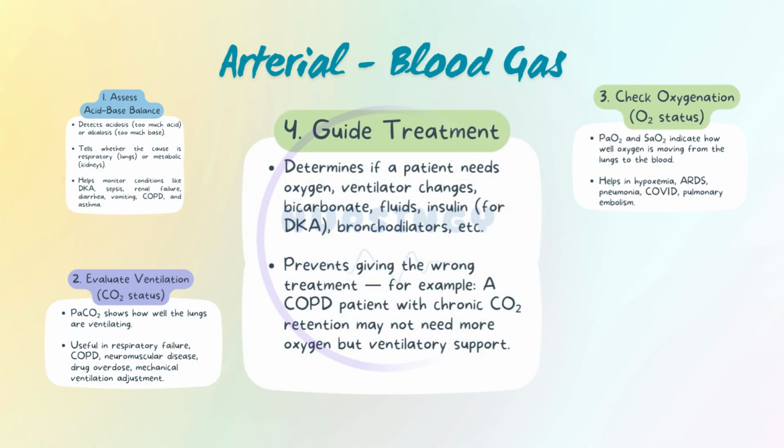And number 4, it helps us to guide the treatment. It helps us to determine if a patient needs oxygen, ventilator changes, bicarbonate, fluids, insulin, especially for DKA, and bronchodilators. It also helps to prevent giving the wrong treatment. For example, for a COPD patient with chronic CO2 retention, we might not need oxygen, but only ventilator support. That's what we can do with ABG interpretation.